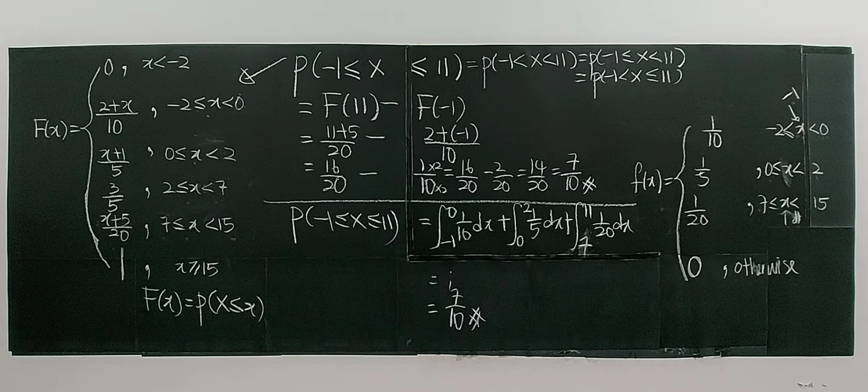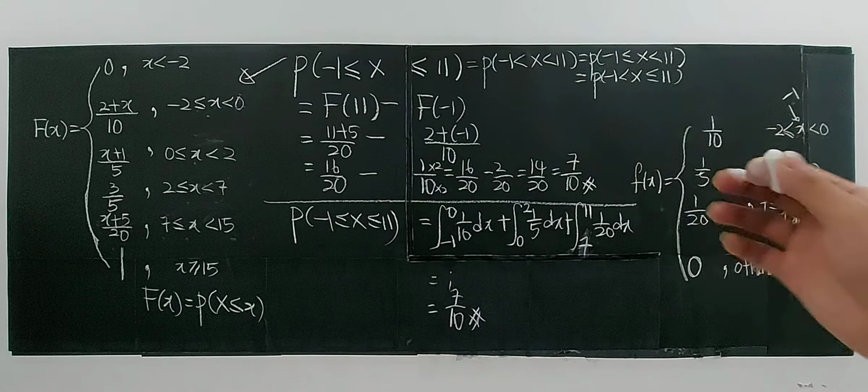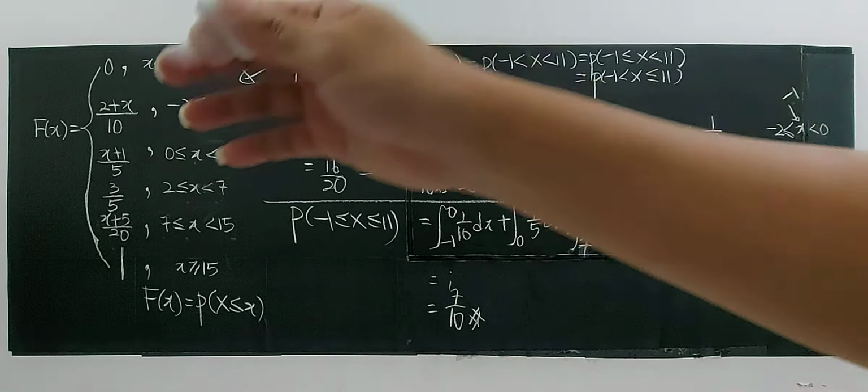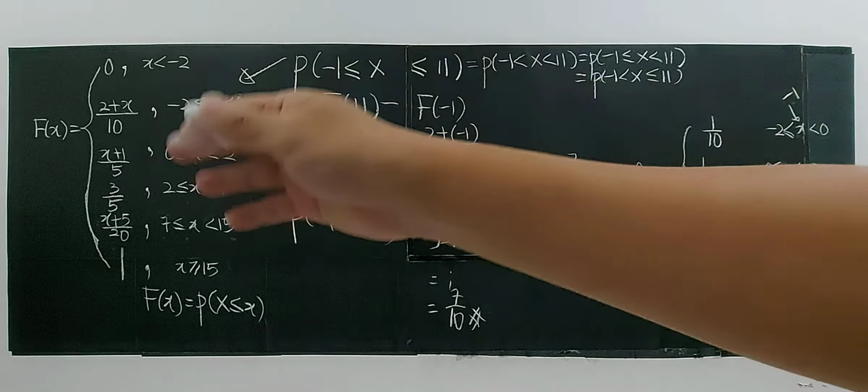Okay, I already told you the differences, so that you're able to understand the different approaches when you're using the density function to find probability and using the cumulative distribution function to find probability.